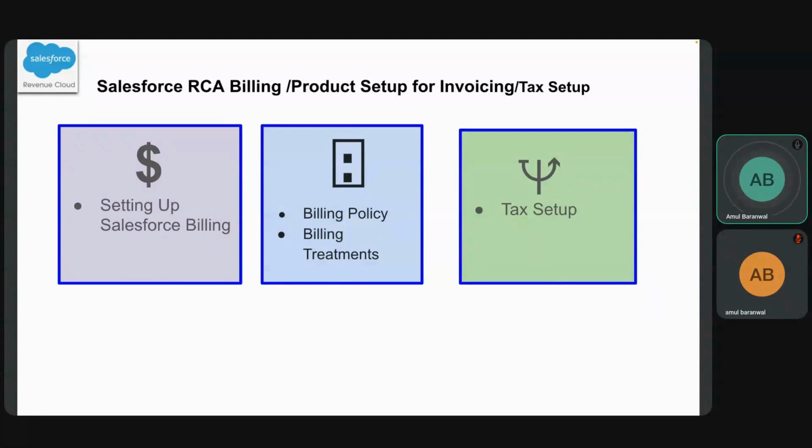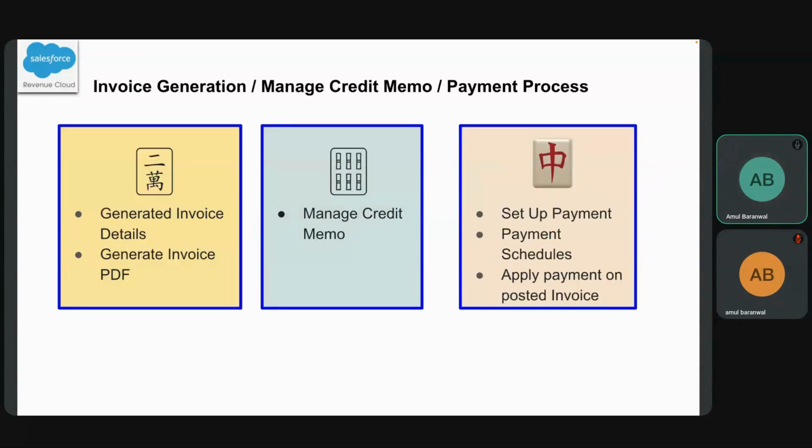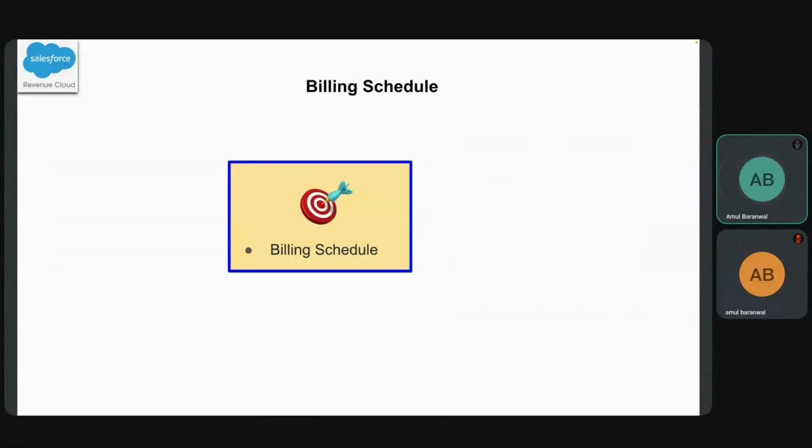Now, last is here. We are also going to talk about how to set up billing and billing policies. We'll also talk about the tax setup. We'll discuss what payment terms are needed, and then we'll set up those payment terms and the legal entities. We'll also do the preview invoice part. We'll generate the PDF of the invoices. We'll talk about managing credit memos and debit memos. We'll set up payment schedules and apply the payment on the posted invoices. So we'll post that invoice, and we'll see how this invoice payment is going to be reflected and adjusted to our invoice line item. And then we'll also see our billing schedule.